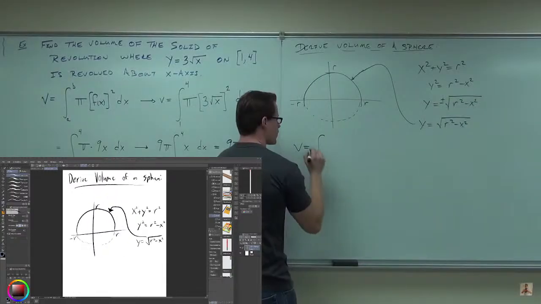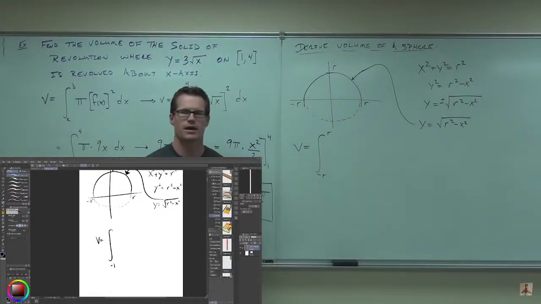That's about all the setup we're going to need to do. Do we have a function that has x's in it? Do we have a starting point and a stopping point? Yeah, let's set up our integral. We know the volume equals, let's do this. Where does my integral start, ladies and gentlemen? Negative r. Where does it end? r. What needs to go on the inside of our integral?